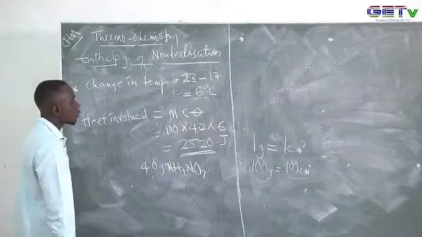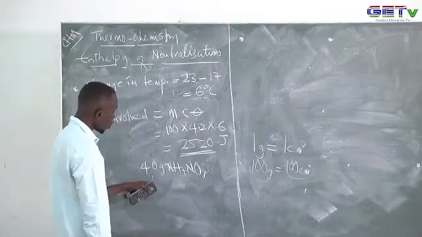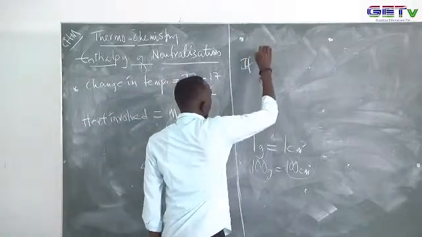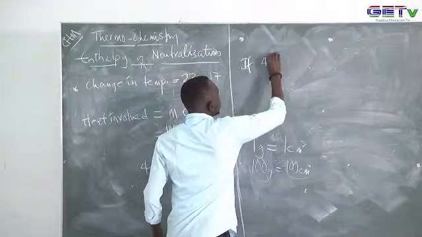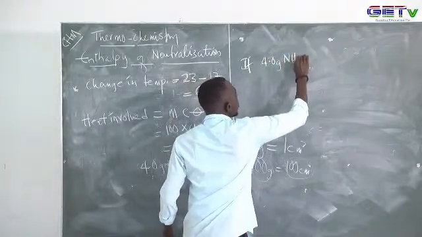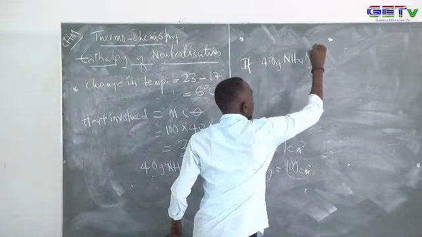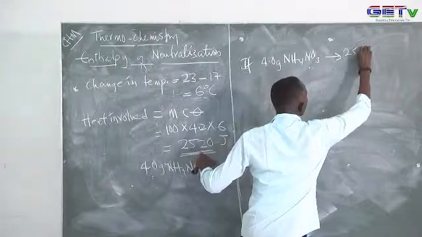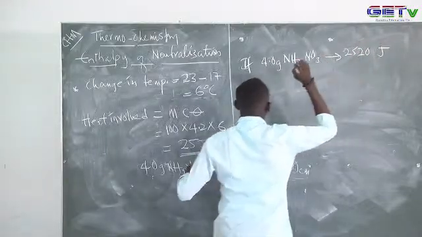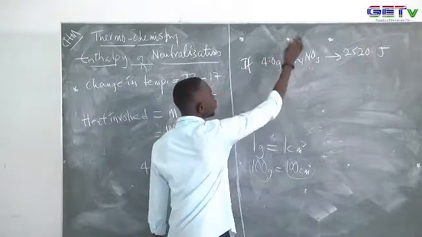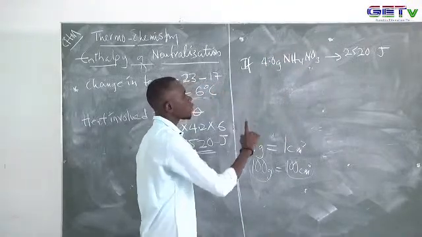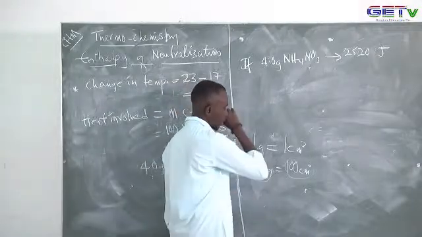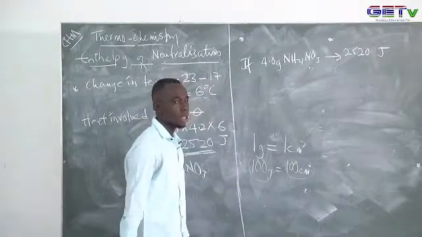So therefore we calculate the standard enthalpy of solution in this reaction. Then we will say if 4.0 grams of ammonium trioxonitrate produces 2520 joules of heat. Therefore, 1 mole of ammonium trioxonitrate will produce what? And 1 mole of ammonium trioxonitrate is equivalent to what? We calculate the mass now. That is using the clue given in the question.